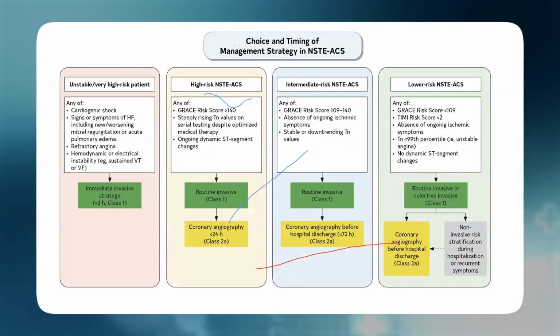Choice of timing of management strategy in NSTEMI. Only this first part is important. Immediate invasive strategy has to be done, that is within 2 hours, in cases of cardiogenic shock, symptoms of heart failure or worsening mitral regurgitation, acute pulmonary edema, refractory angina in spite of all medications, hemodynamic or electrical instability. Hemodynamic instability is when the patient is in shock or the patient has already had a cardiac arrest and been revived, and electrical instability is sustained VT which is not settling down with medications or DC cardioversion.